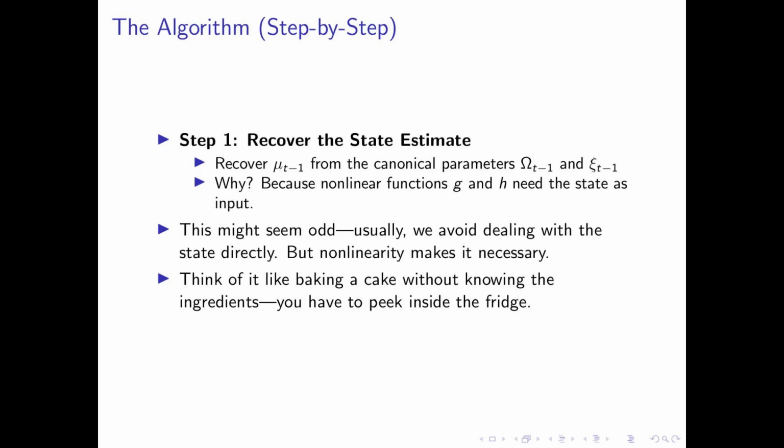Let's calculate it from the information matrix and the information vector. This step might seem a bit odd. After all, the whole point of the information filter is to avoid dealing with the state directly. But alas, nonlinearity forces our hand. It's like trying to bake a cake without knowing the ingredients. Sometimes you just have to peek inside the fridge.